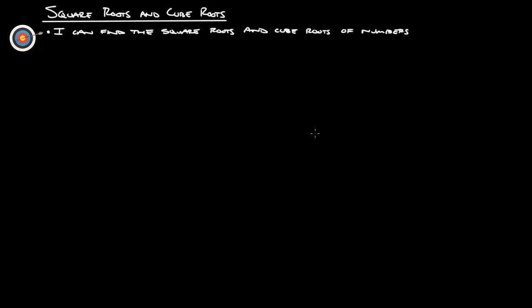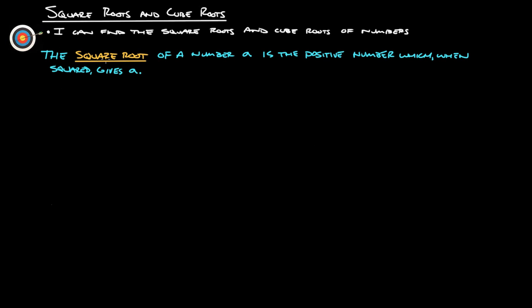I'm going to take you through the square roots and cube roots notes. At the end of this, you should be able to say, I can find the square roots and cube roots of numbers. All right, so let's start off with what a square root is. The square root of a number A is the positive number, which when squared gives A.